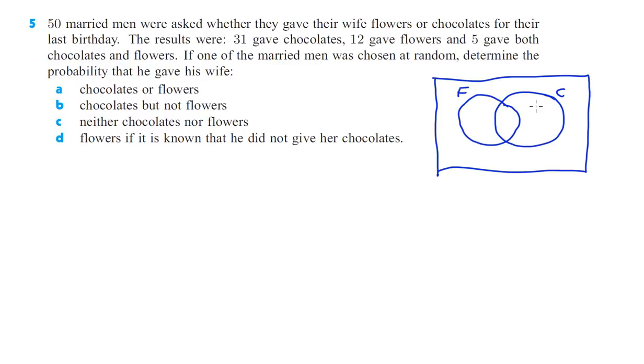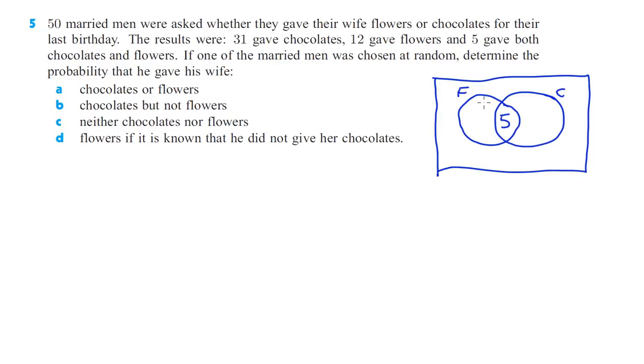31 total gave chocolates, so between these two spaces here, there's going to be 31 total. 12 gave flowers, and 5 gave both chocolates and flowers. So here we go. We've got 5 that gave both. Okay? If one of the married men was chosen at random to determine the probability. So let's see. We need to fill out the rest of these spaces in here, right?